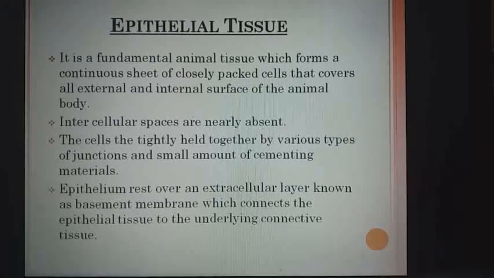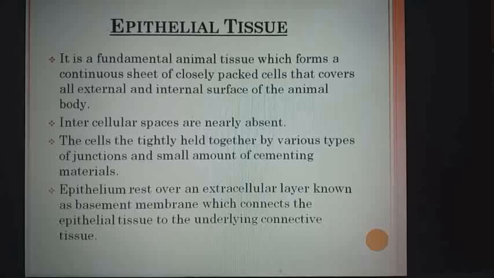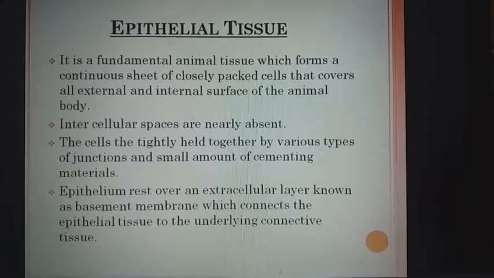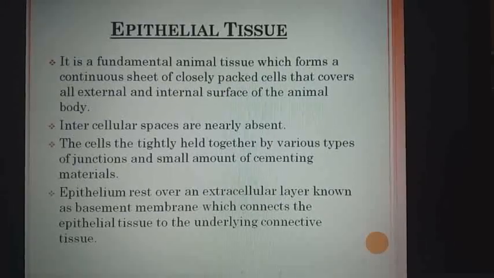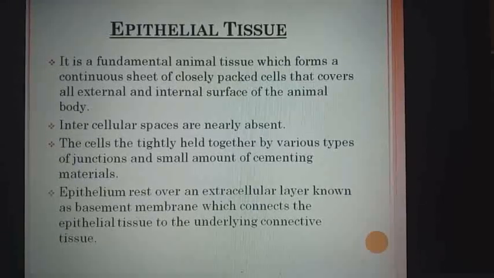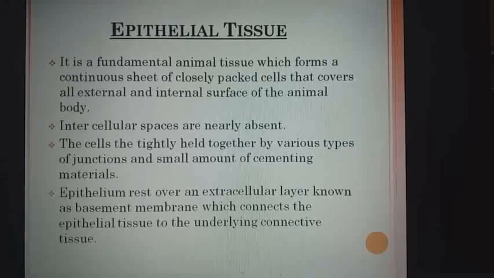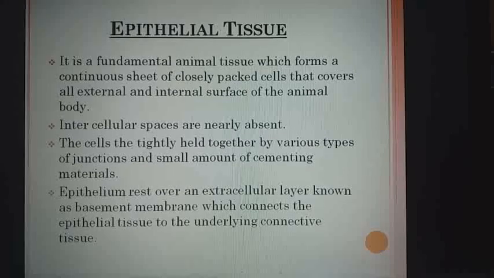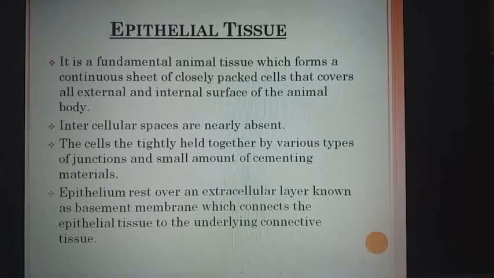It means that it not only covers the body from the outside, but also forms the inner lining of the organs. As it protects the body, there are no intercellular spaces, or we can say the intercellular spaces are nearly absent, and the cells are tightly held together by various types of junctions, and a small amount of cementing material is present in between the cells.